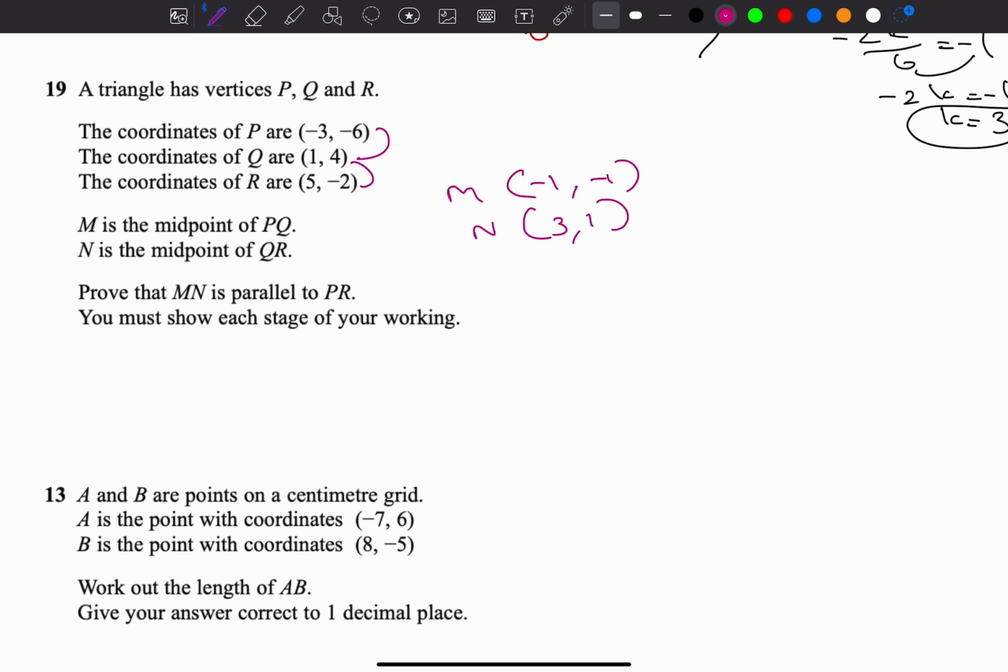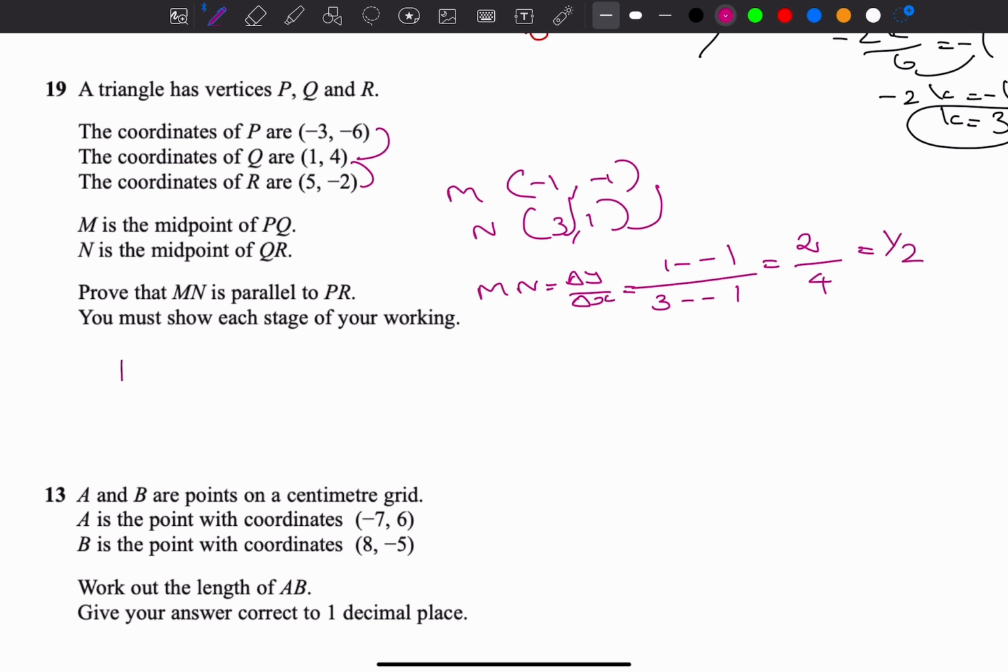Prove that MN is parallel to PR. MN, what is the gradient of MN? How to do? Change in y over change in x. Change in y, so 1 take away minus 1 over 3 take away minus 1, which technically is 2 over 4, which is just a half.